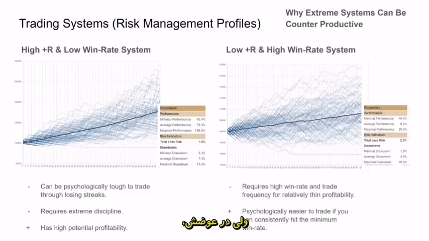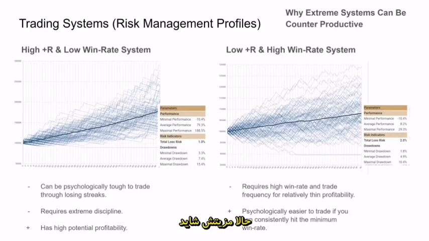On the flip side, the low R, high win rate system. Again, representative of a retail type system, and nothing wrong with it. Our average performance, 8.2%. Okay, not bad. If you're trading a huge account, I don't see a problem with that, honestly. It requires a high win rate, and a high trade frequency for relatively thin profitability, right? And I'm comparing this to a more balanced system, like the one I'm trading, or the one I think a lot of you guys trade in the Phantom community.